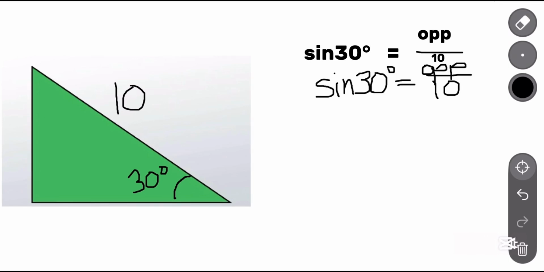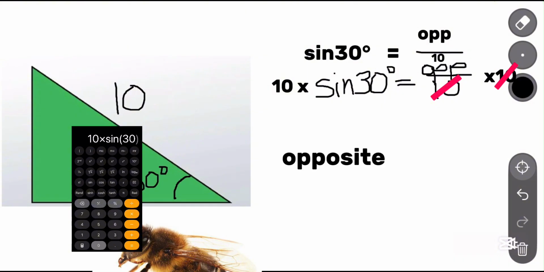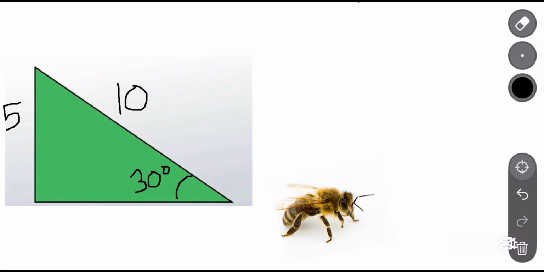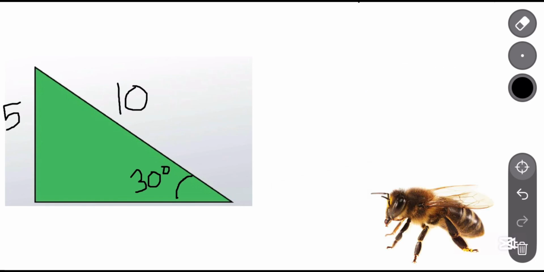We can then use what we learned from the previous videos and multiply 10 on both sides. So this cancels out, and when we use a calculator, we find out that opposite is equal to 5. We can then use the Pythagorean theorem to solve for the adjacent side. I'll put the process up in the corner because we've already been over this. But after all the calculations, it leaves us with about 8.6 units.